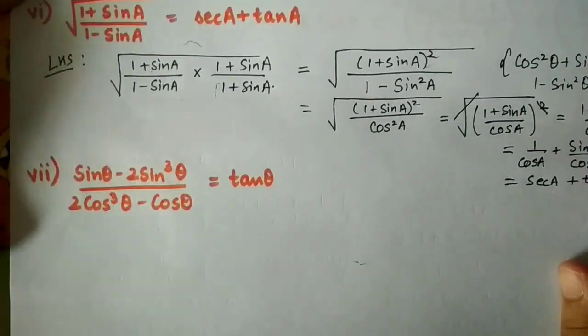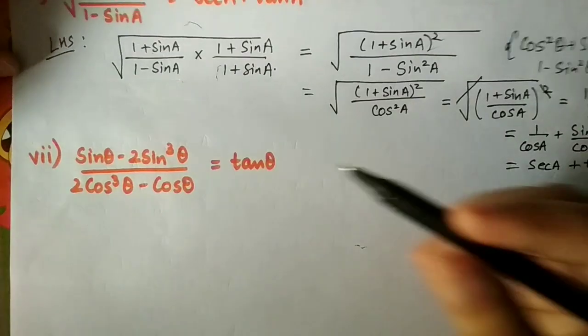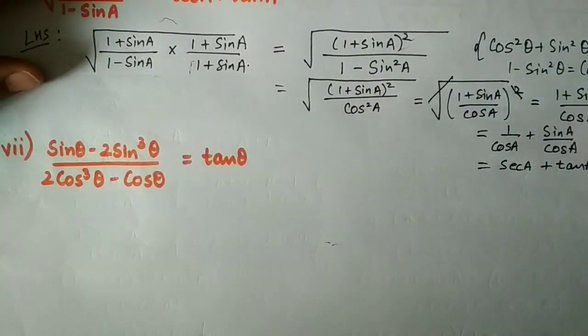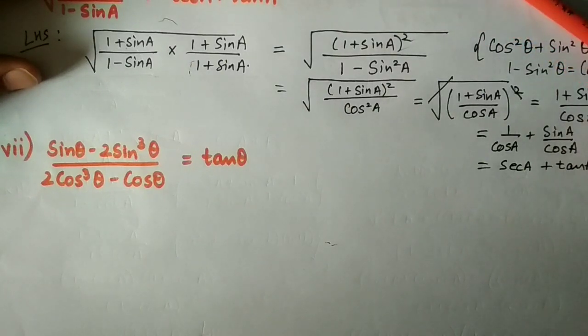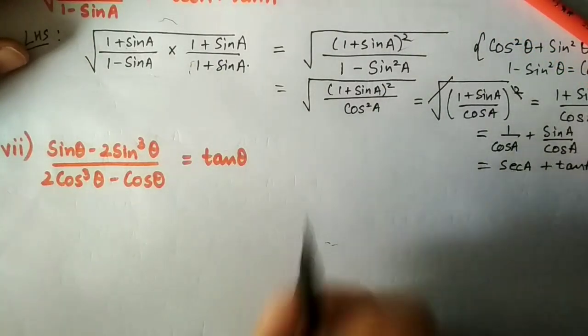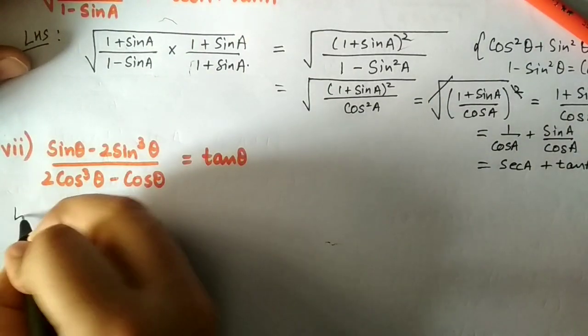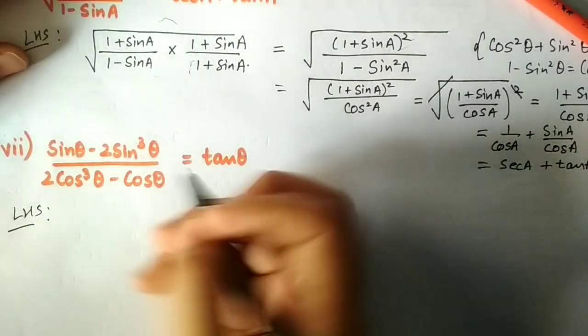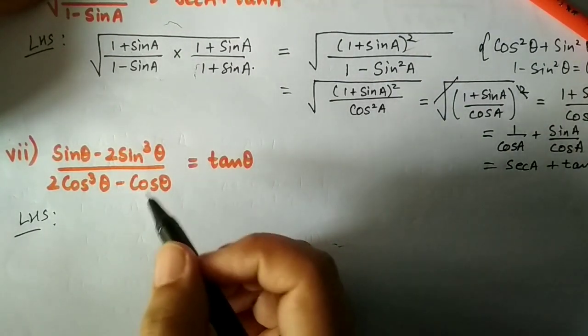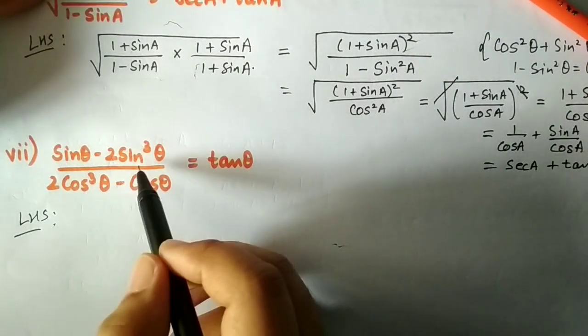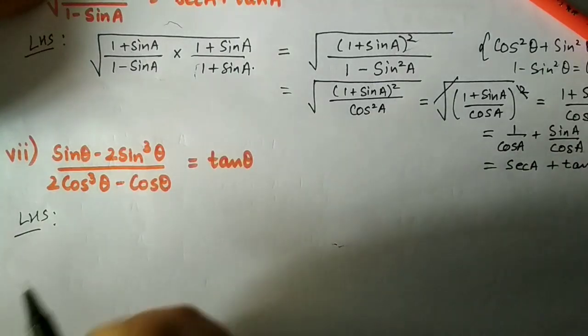Okay, so now see the seventh question. In the seventh part, we have to prove sin theta minus 2 sin cube theta upon 2 cos cube theta minus cos theta is equal to tan theta. So here also take the left hand side. Now it is already in sin and cos. So what else can you do to simplify it? You can take out sin common from the numerator and cos common from the denominator.